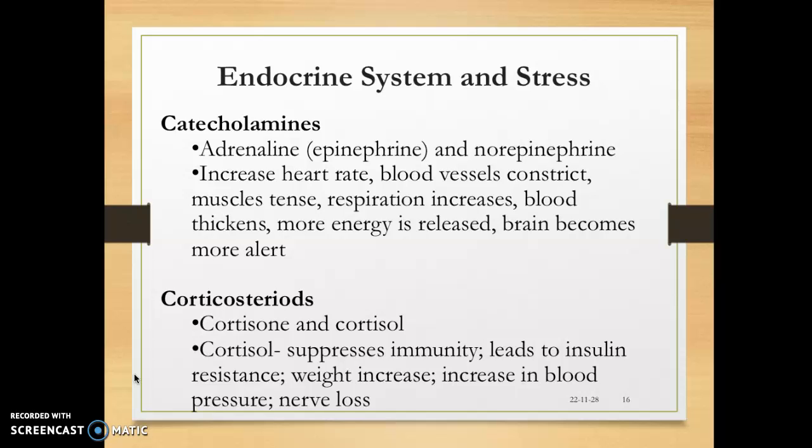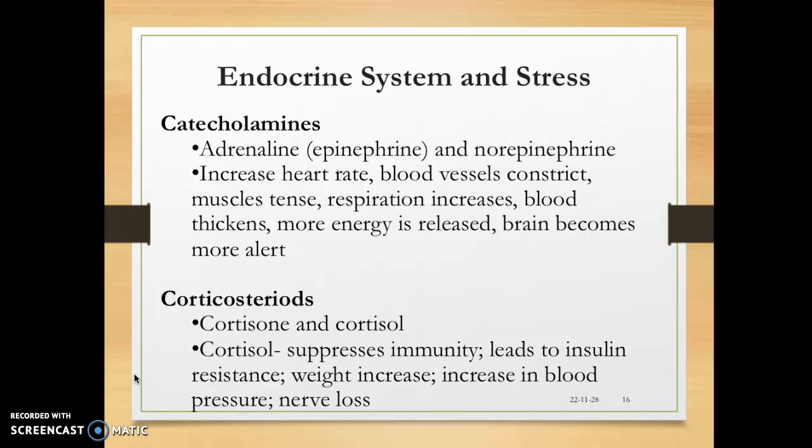So we're going to begin with this slide on the endocrine system and stress. The function of the endocrine system is to secrete hormones. The endocrine system is a network of glands that secrete hormones. When the body is under stress, there are two main groups of hormones that are released to combat the stress, and those are the catecholamines and the corticosteroids.